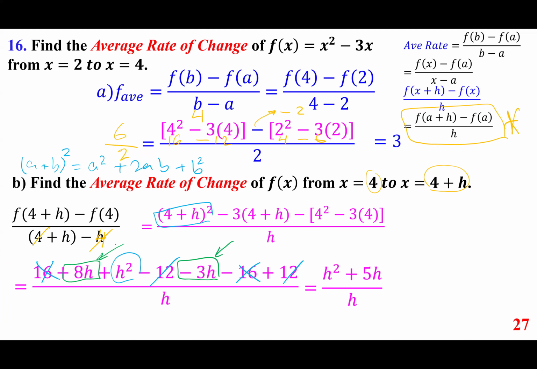So the numerator, we can factor the h out. We can cross the h, and we end up with h plus 5. Now, this is extremely important for you to know and be able to handle, because later on in calculus, you take the limit as h goes to 0, you set this equal to 0, and this becomes 5. So it's important to be able to handle simplification of a difference quotient, everybody.